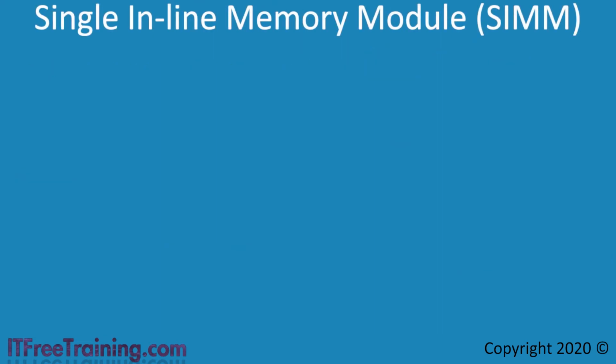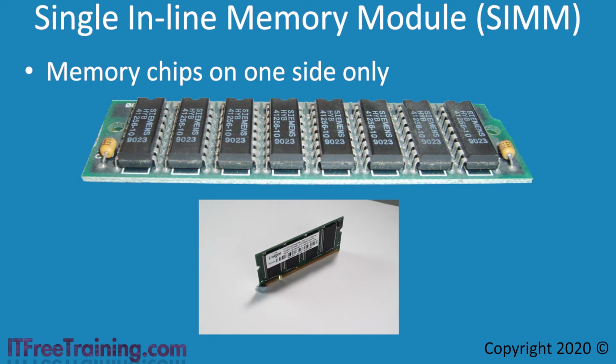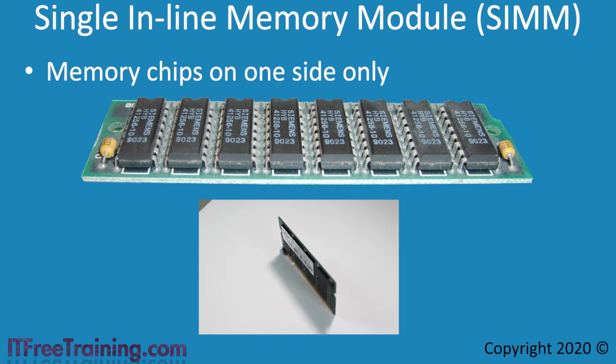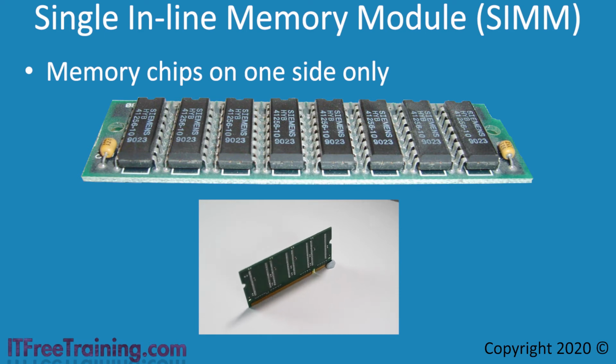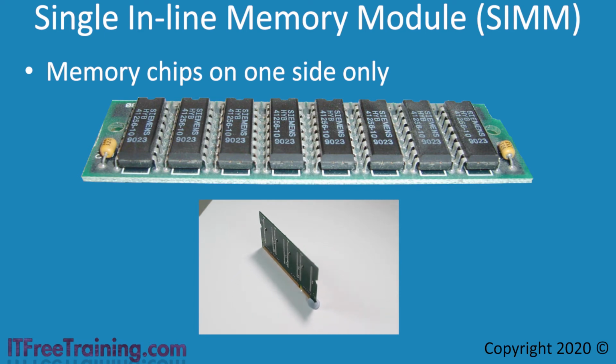The first memory modules sold were called single inline memory modules, or SIMMs. These memory modules had memory chips on one side of the memory board. As you can see in these examples, memory chips are found only on one side. Having only one set of chips means that less connectors are required to connect the memory modules to the computer. This makes it less complex, but also means that there is the other side that you are not using.